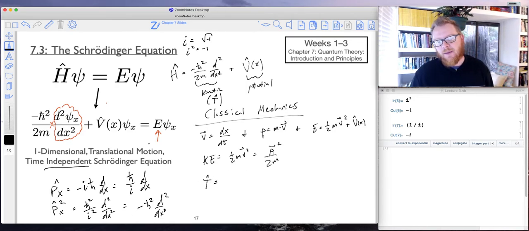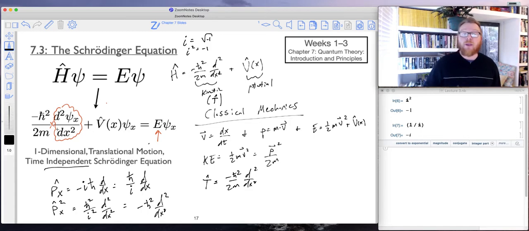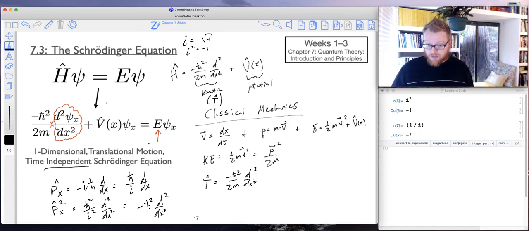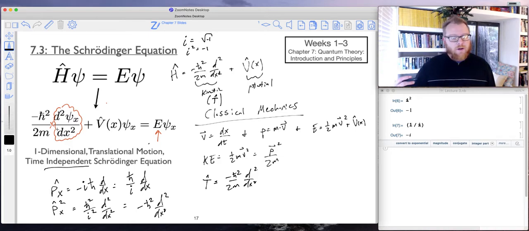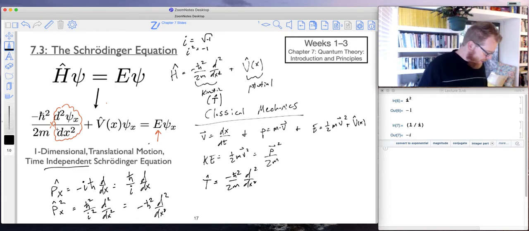So we know that that's going to be momentum squared divided by 2 times mass. Well, we know momentum squared is negative h bar squared times the second derivative, and then we've got that divided by 2 times mass. So that's where we get this equation from, the negative h bar squared divided by 2 times mass multiplied by the operation second derivative of psi of x with respect to x. Okay, so that's where that all comes from. Beautiful. I think that's what I want to say on this slide.